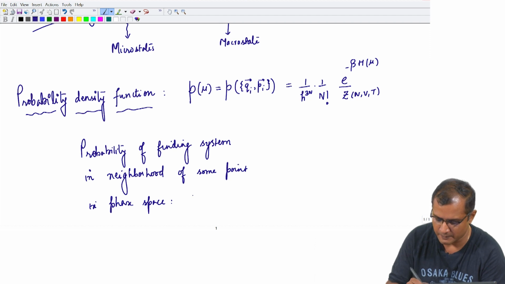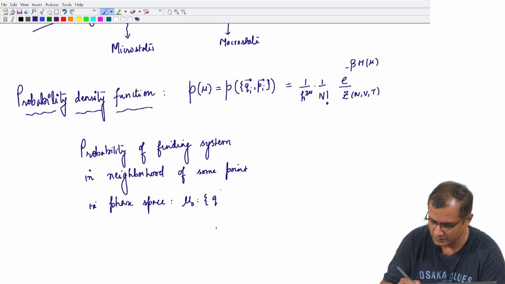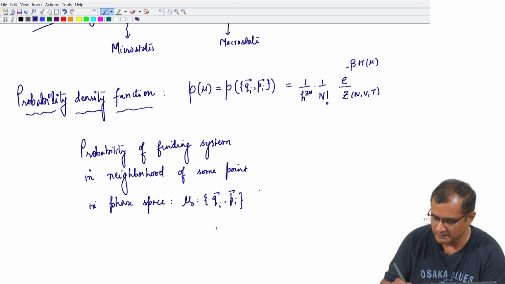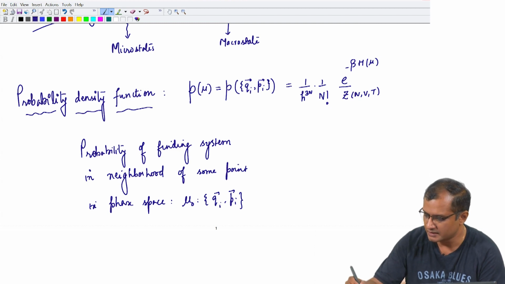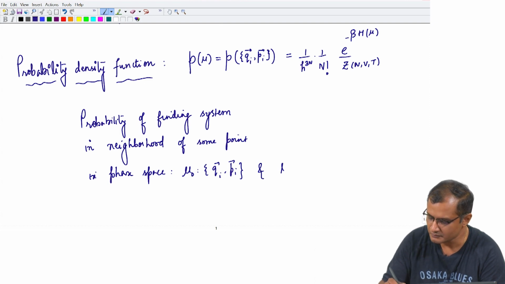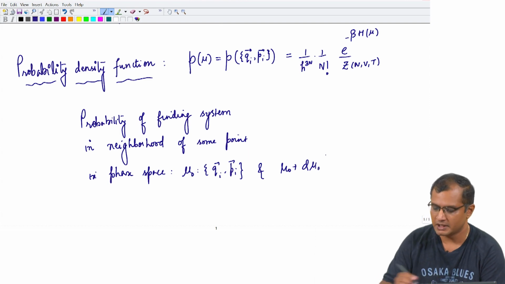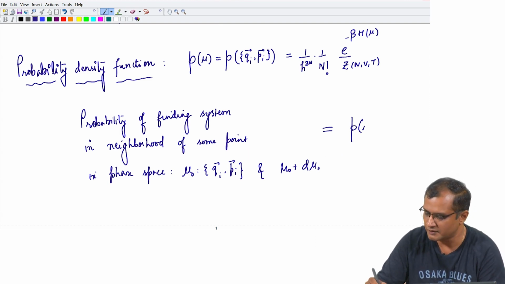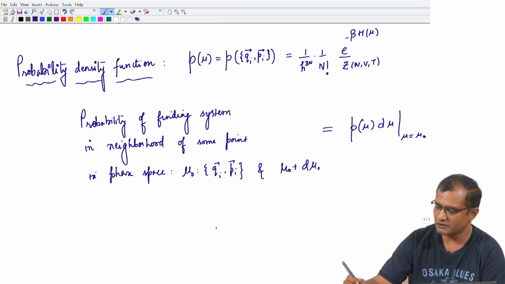let us call that point in the phase space as mu naught, which is given by some specified values of all the particles. Okay. So, all qi's are specified and all pi's are specified, and the neighborhood of this point mu naught means that in the vicinity of mu naught, and that is basically number of states between some mu naught and mu naught plus d mu naught, okay, and that probability is given as simply p of mu d of mu at mu equals to mu naught. Okay. So, that is the meaning of probability density.